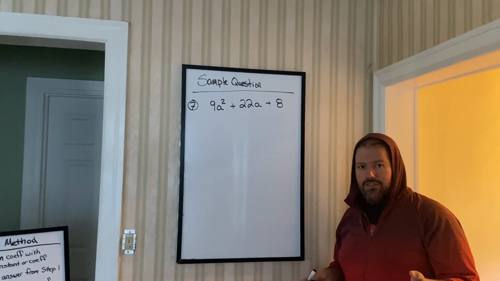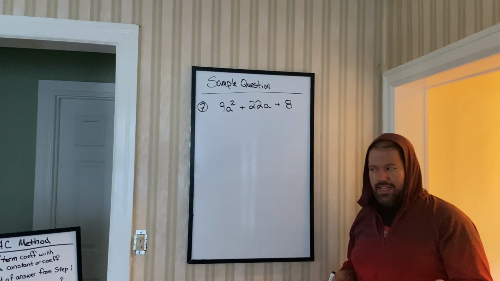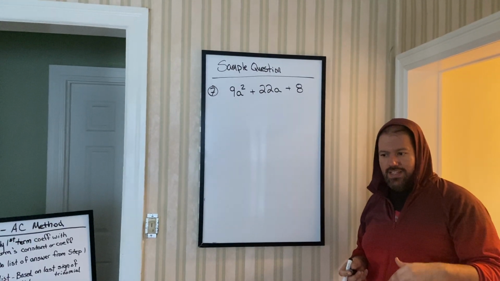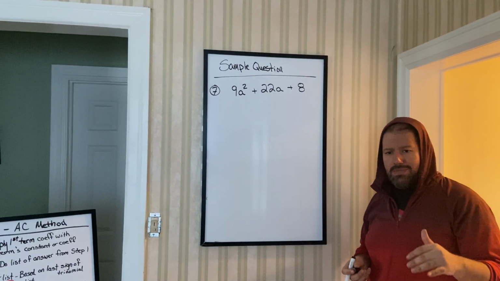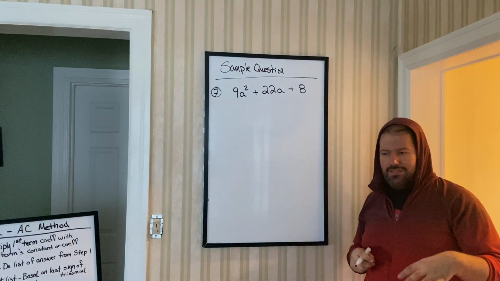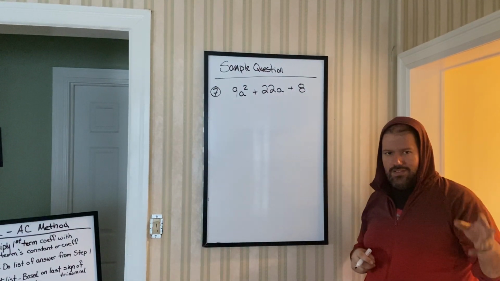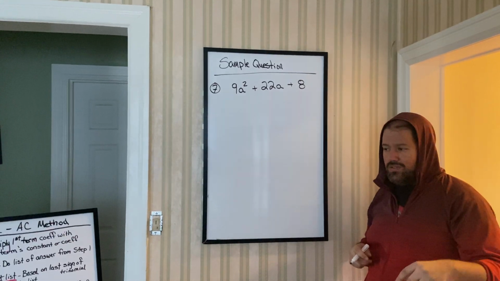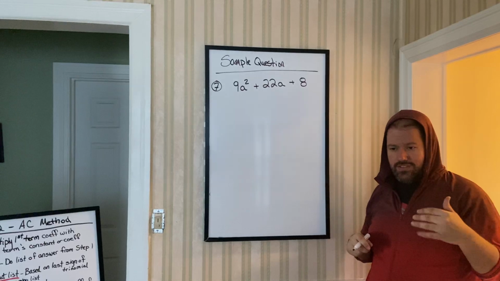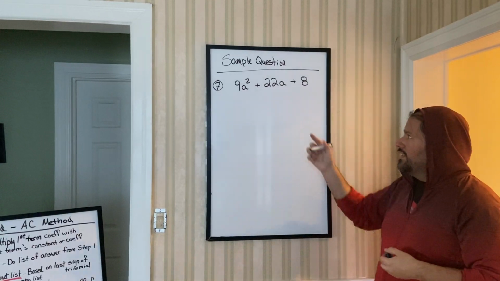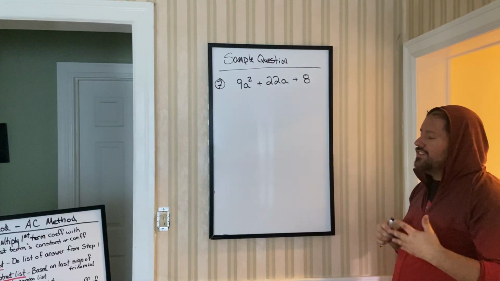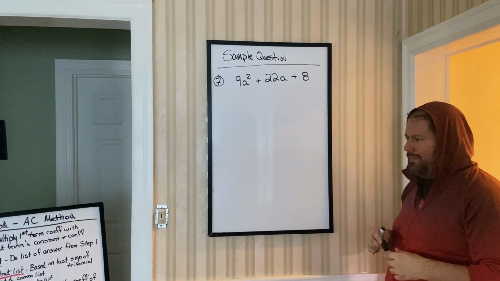So now that we've gone through 6.3 and 6.4, that was the FOIL method and the ARCH method, let's do some sample questions that you might see on the test. So notice we're up to question number 7. 1 through 6 came through 6.1 and 6.2. So question 7, and then the rest are going to come through 6.3 and 6.4 that we're going to do today. So the first question I have up here is going to have the directions factor completely.